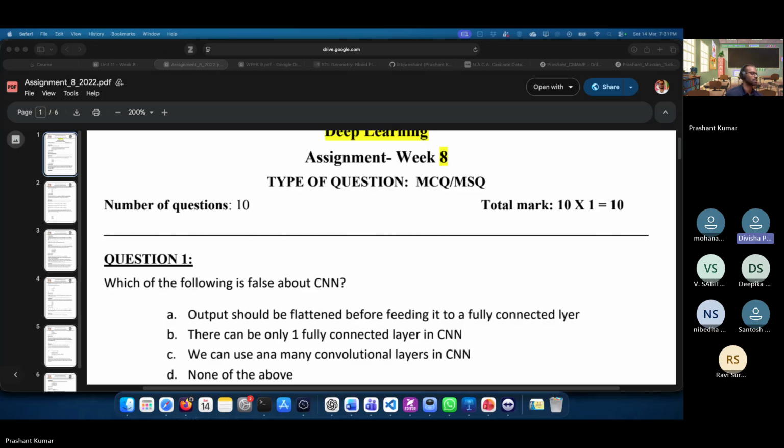And C is what? We can use as many, I think. As many. Yeah. I think B. B can be false. There can be only one fully connected layer. Yeah, we can have n number of fully connected layers, like MLPs, correct? Yes, correct. There is no fixed rule, right? So obviously this is incorrect, right? Option B.